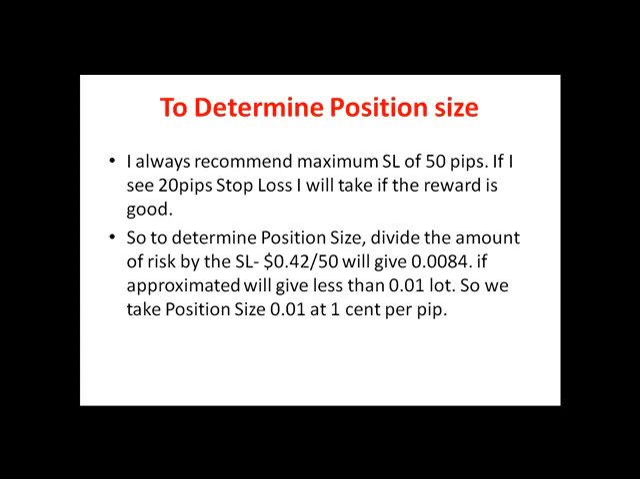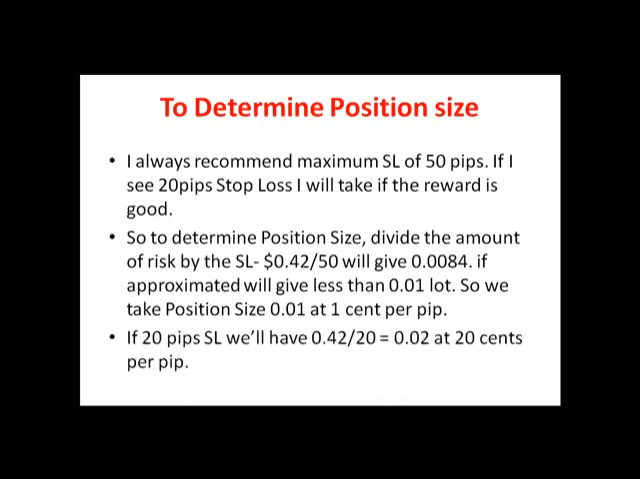Now, if approximated, it will give us less than 0.01 lot, which is 1 cent a pip, meaning that this account is trading on a cent account. So if you take position size 0.01 at 1 cent per pip, that is what we'll be having. When you win, when you take a trade and it's 1 pip, it's 1 cent.